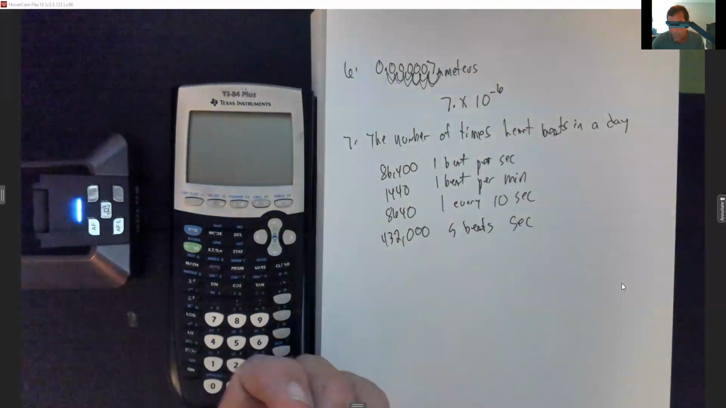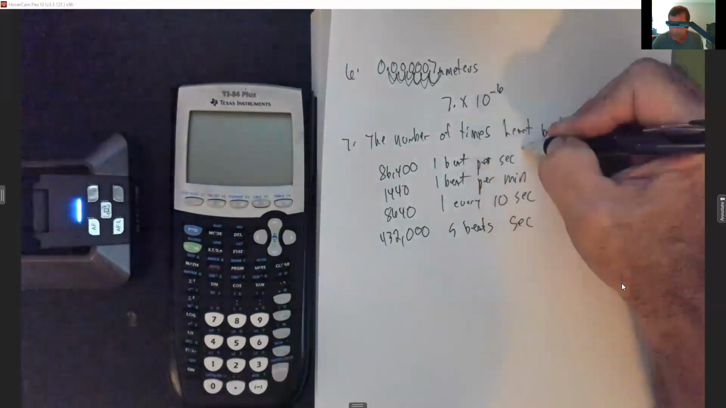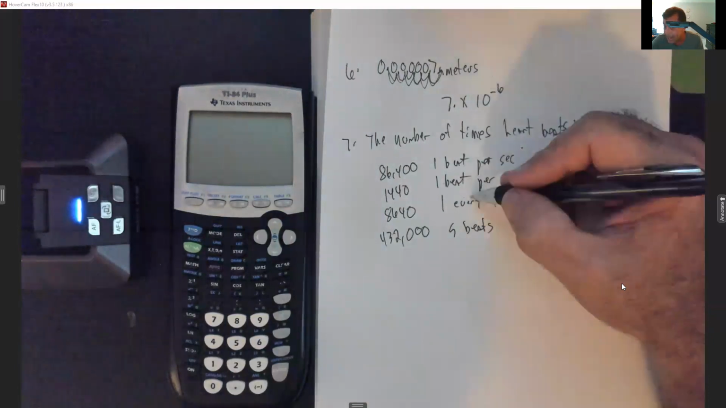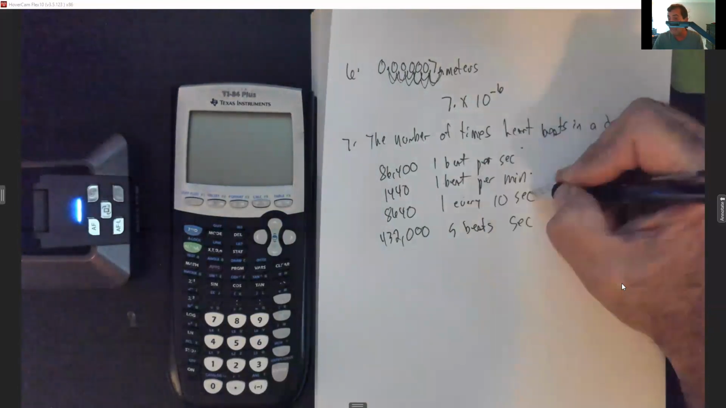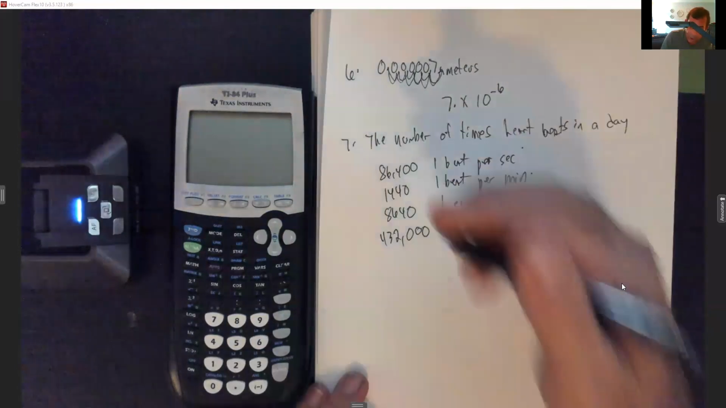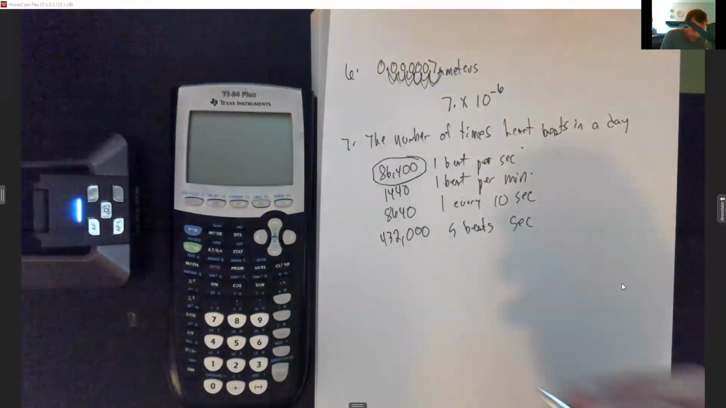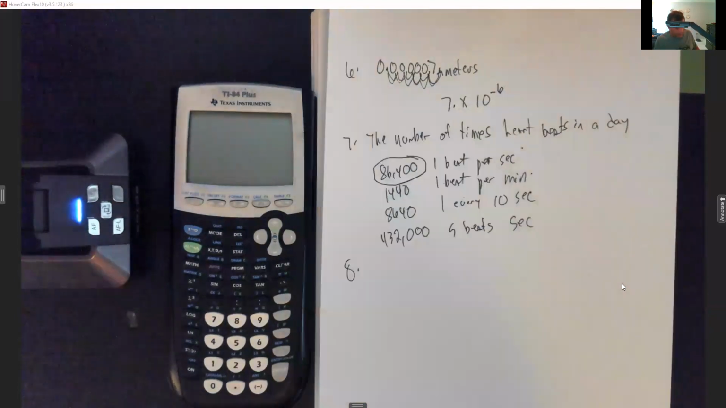So I would go with 1 beat per second. I don't think it's 1 beat per minute. I don't think it's 1 beat every 10 seconds. And I don't think it's 5 beats per second. So I would choose the 86,400. And let's see, number 8.